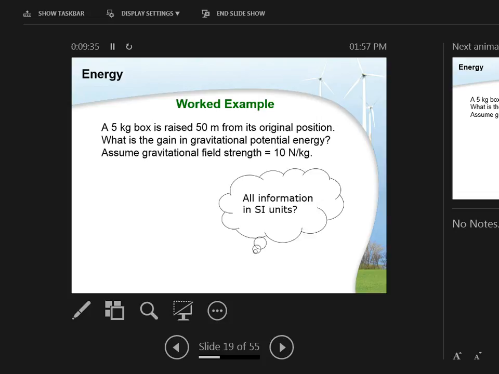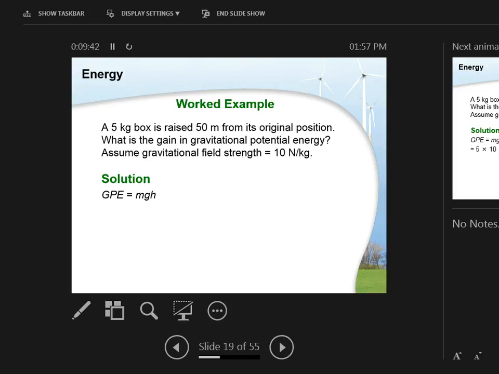Okay, so in this case, I tell you that it is on Earth by telling you it's 10 newtons per kilogram. So solution, write down your formula. Don't just write mgh. This one doesn't really give you any marks. However, the correct substitution in the next step gives you marks. Show me what is m, what is g, what is h, and then you get the final answer. Okay? Any questions so far?